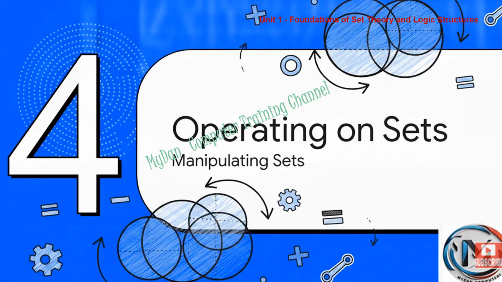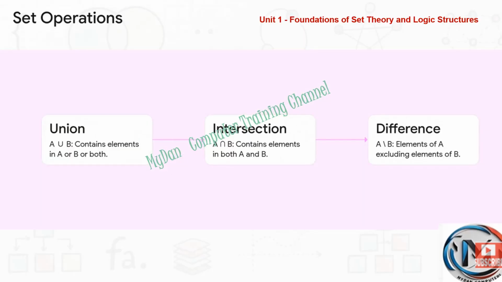Next up is section 4, operating on sets. With our vocabulary officially in place, let's learn how to manipulate these sets using specific operations. Just like before, we can mathematically combine or subtract groups of objects, which is really similar to using or and and in those logical statements we looked at earlier.